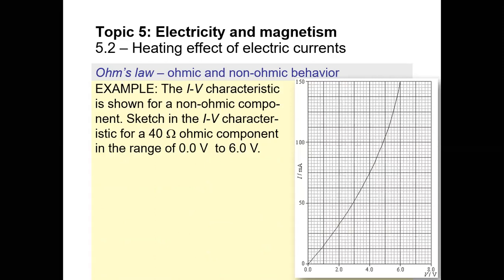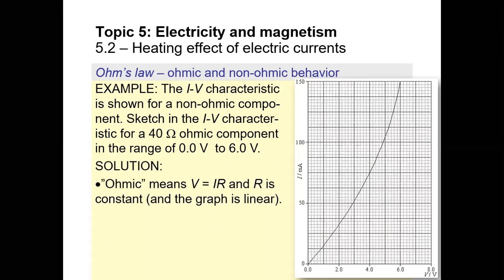There is another graph now, the VI graph. Sketch a graph. Now we have to sketch the exact graph. How? It's mentioned that for the 40 ohmic component in the range of 0.0 volt and 6.0 volt. So 0.0 volt is here and 6.0 volt is here. So just we will mark the line.